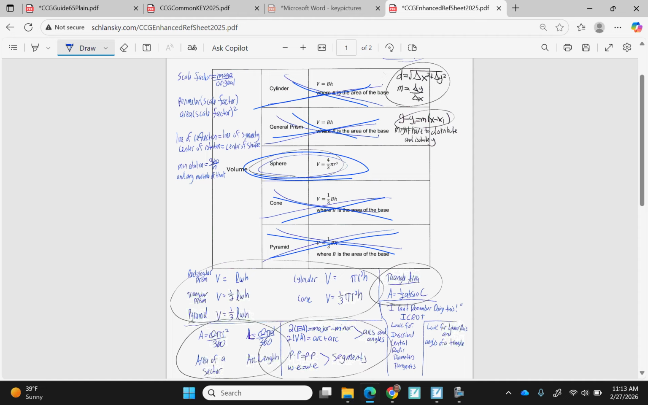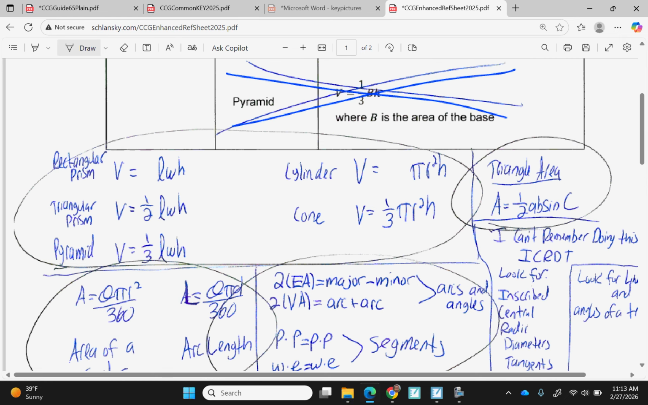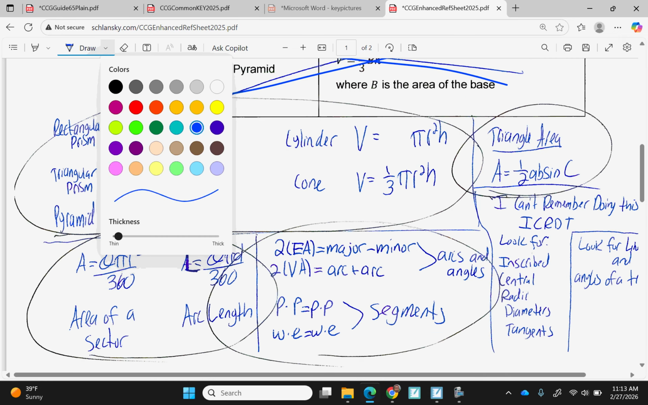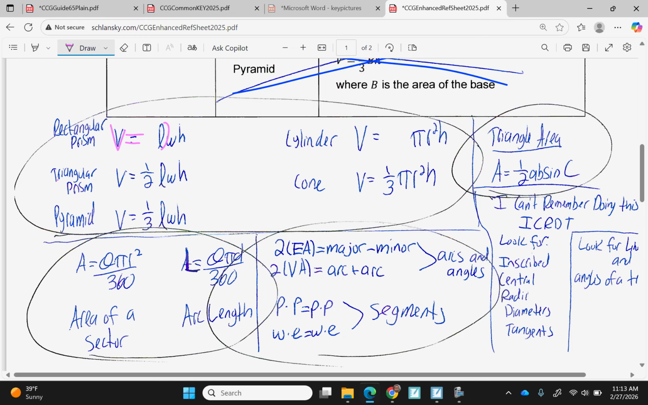So we're going to build our volume formulas. Volume equals, go back, pick, length times width times height, and pi r squared height. 1/3 length times width times height. 1/3 pi r squared height. 1/2 is for triangle. 1/3 pyramid and cone. That's your cylinder. That's your rectangular prism. We built it. We have them.